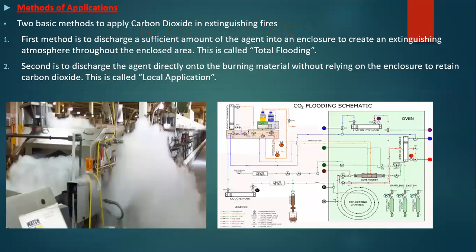You can see we were talking about a local application system. This is one example of the local application system. Nozzles are placed directly on the machinery, regardless of whatever is happening around. It's an open area, so the carbon dioxide is sprayed directly on top of the machinery itself. That is a type of local application system.